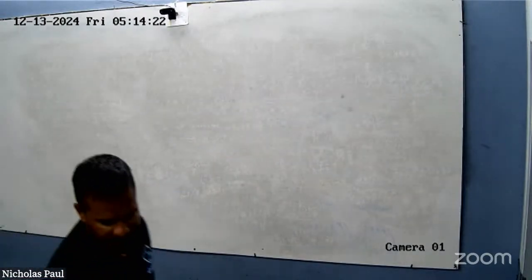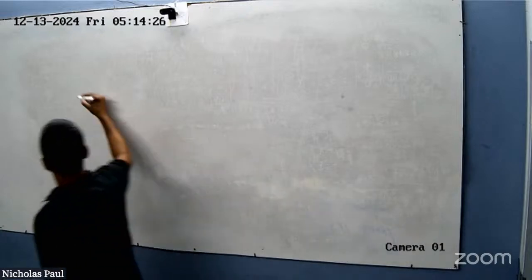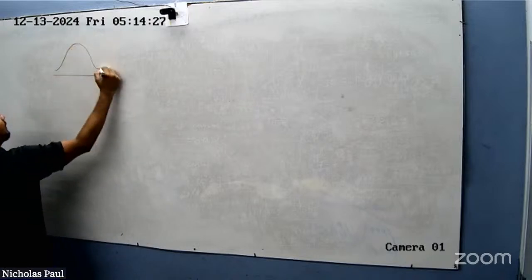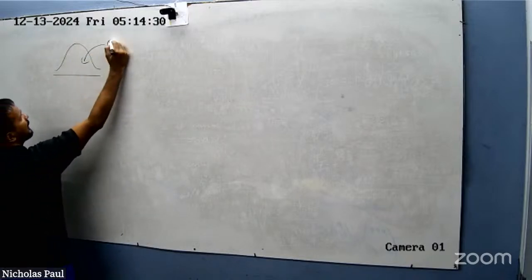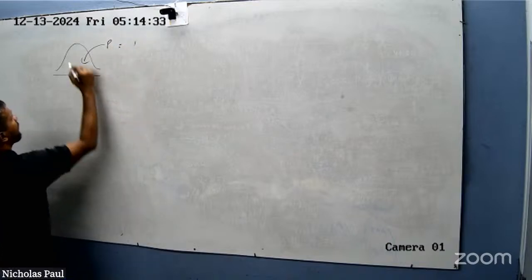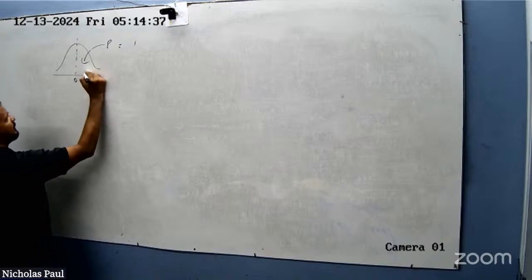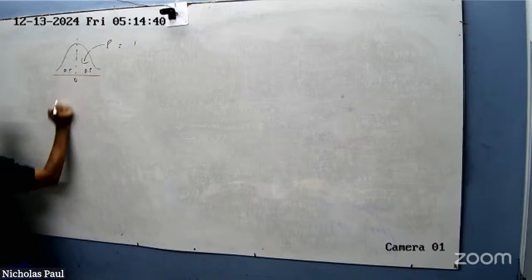So we spent some time on the normal distribution, right? We talked about the normal distribution. I told you that the probability underneath here is 1. It's symmetric about 0. This half is 0.5, this half is 0.5.